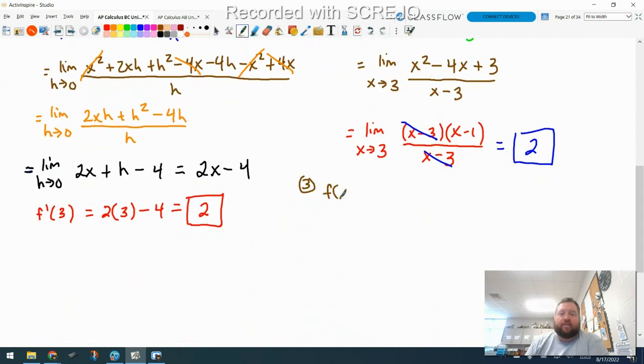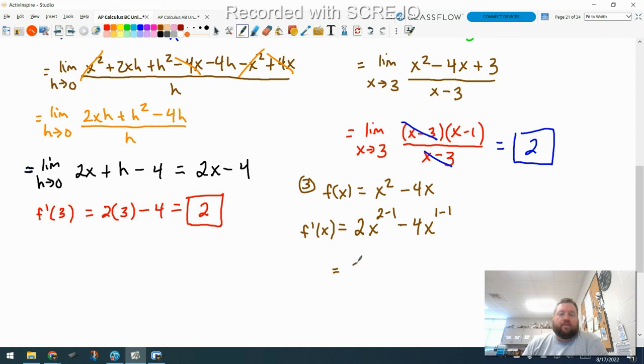So f of x, I'm just writing down the function here, x squared minus 4x. F prime of x is equal to, multiply by the exponent, 2x, and then subtract 1 from the exponent, x to the 2 minus 1. So here you multiply by the exponent, 1. And if there's a coefficient in front here, you just multiply that number. So it's negative 4 times 1. And then x to the 1 minus 1.